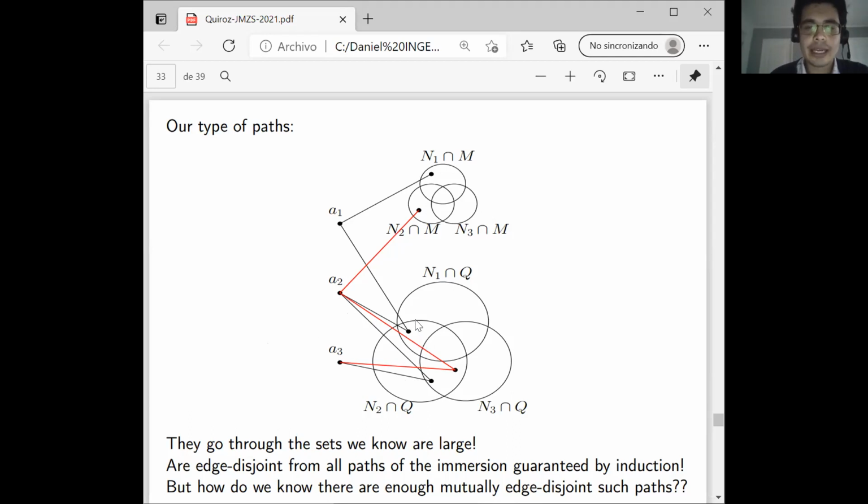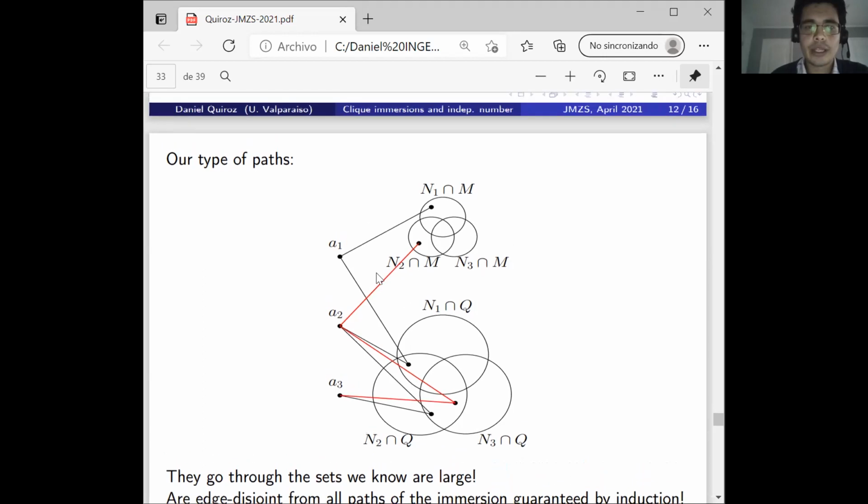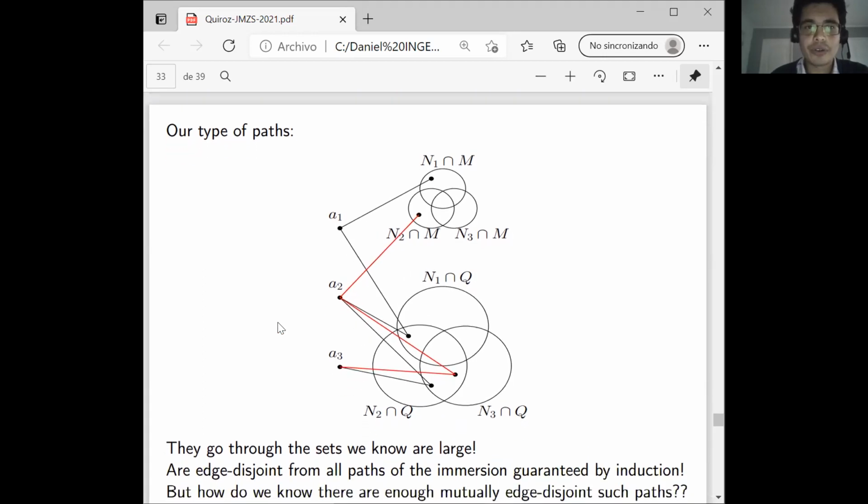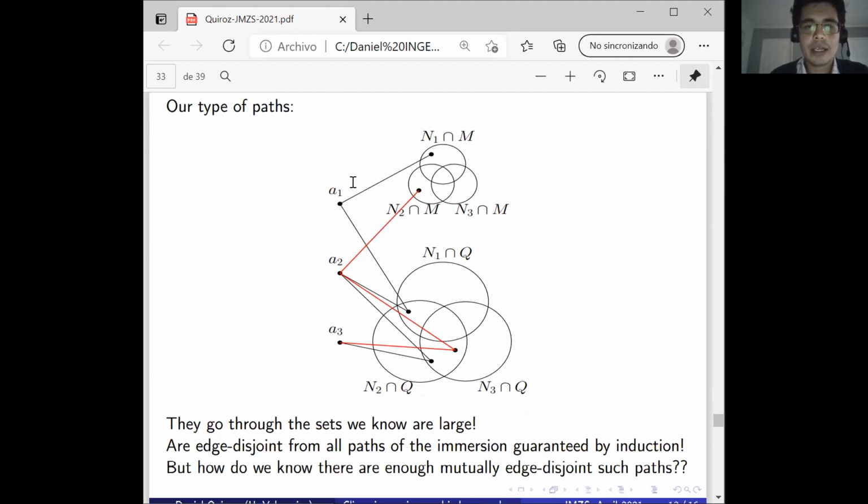And the nice thing is that since they go through the intersection of the neighborhoods of the vertices outside, we know they go through the sets in Q that are large. So we can potentially make lots of paths, and they are all disjoint from the paths that existed previously, because they don't go through Q or through M, and they're all edge disjoint between them. This is easy to see from the picture. So the hard thing to do is to see that there are enough paths.